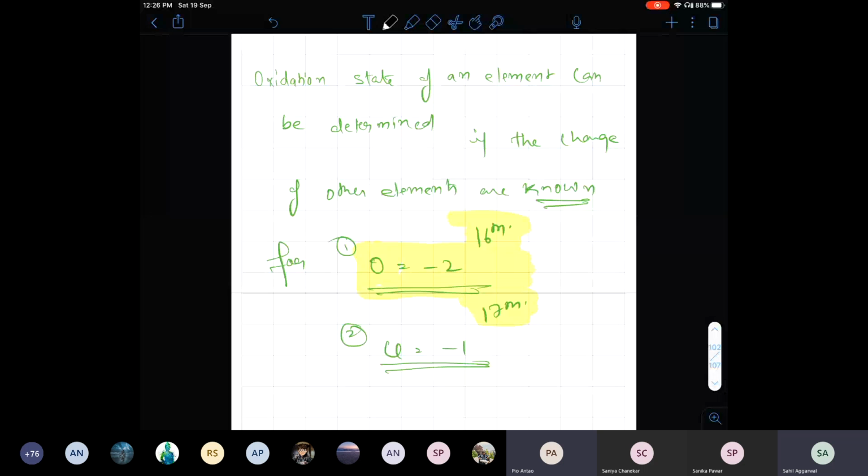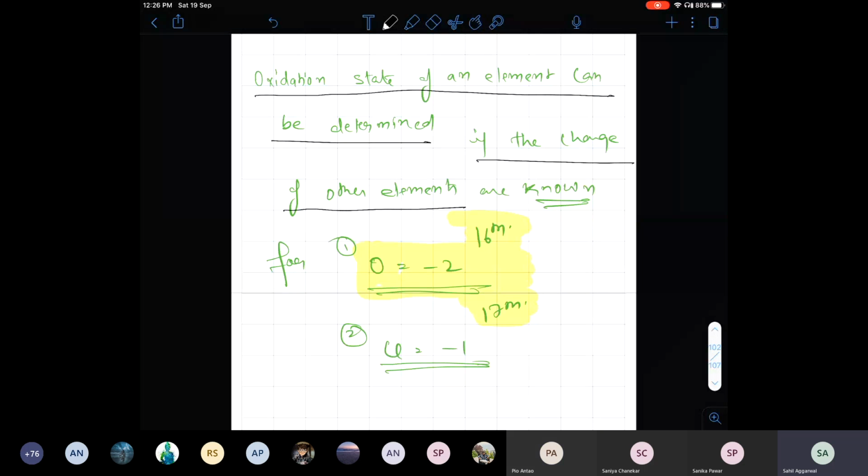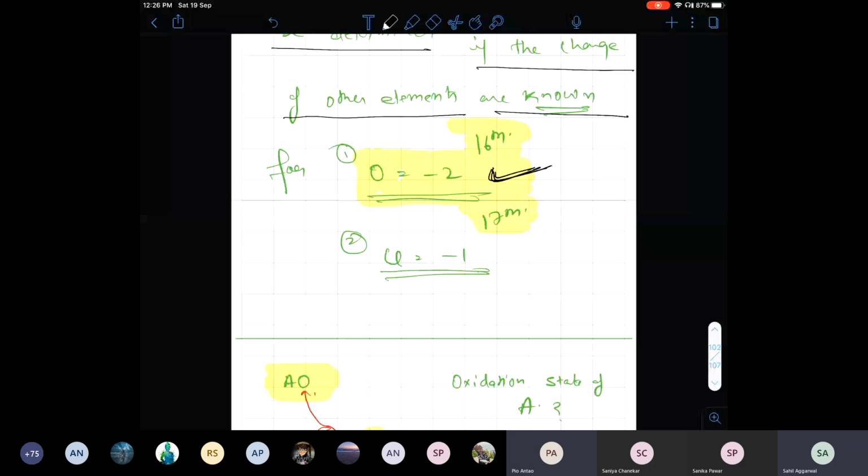Now, the oxidation state of an element can be determined if the charges of the other elements are known. Obviously, if you want to know the value for a particular element and you know the overall charge on the molecule, then only you can calculate the charge of the unknown element if you know the other things. Yes, exactly. So we will assume that oxygen will be -2 in most of the cases. Chlorine will be -1 in most of the cases.